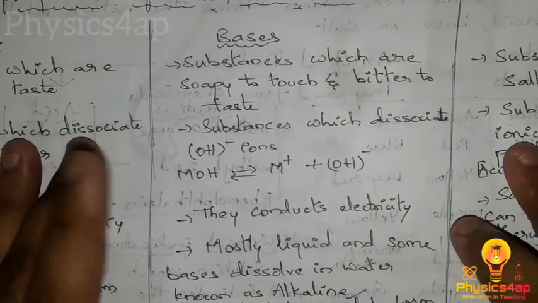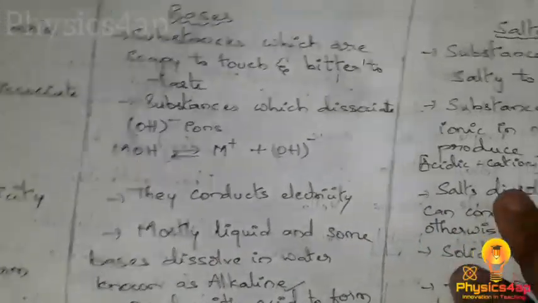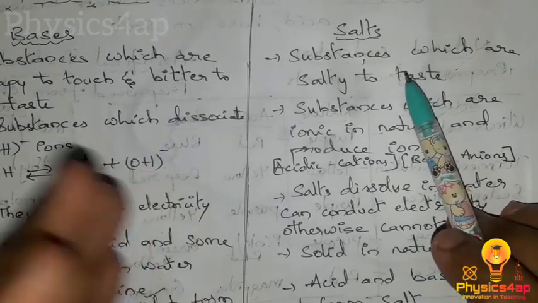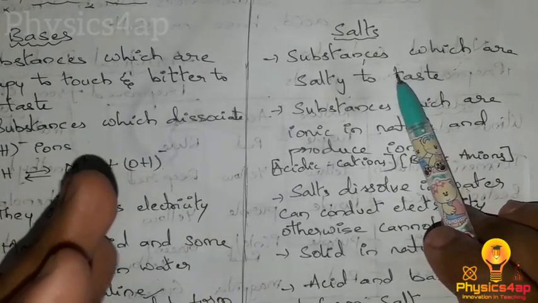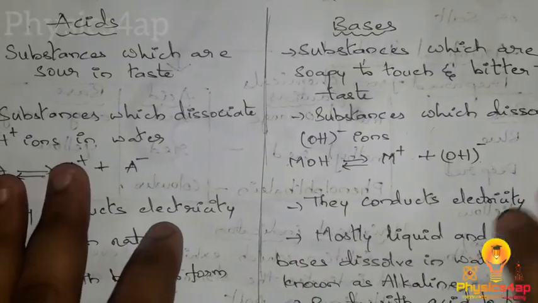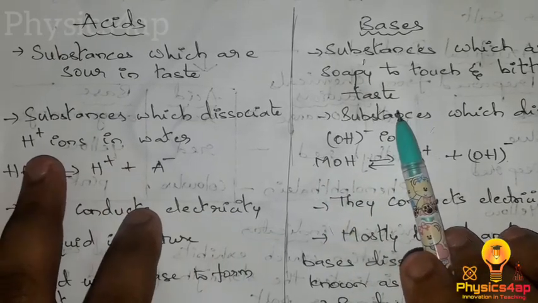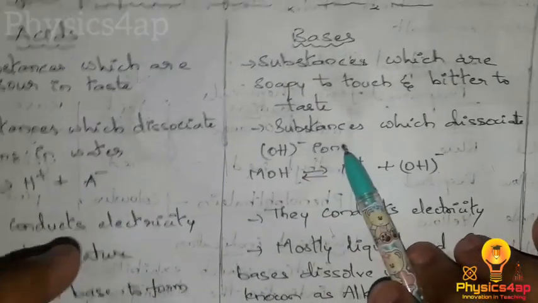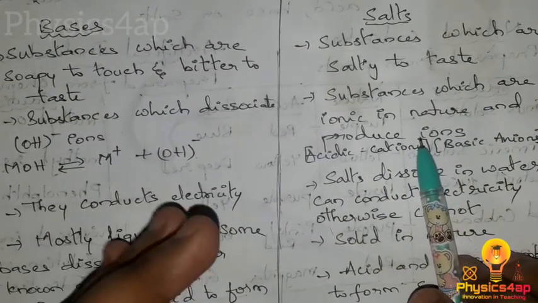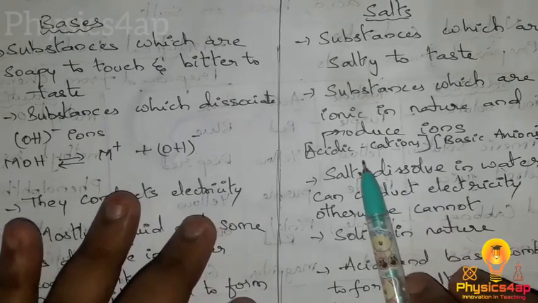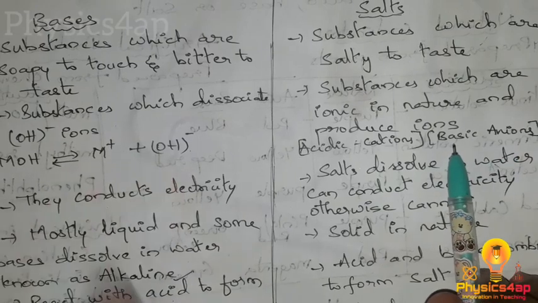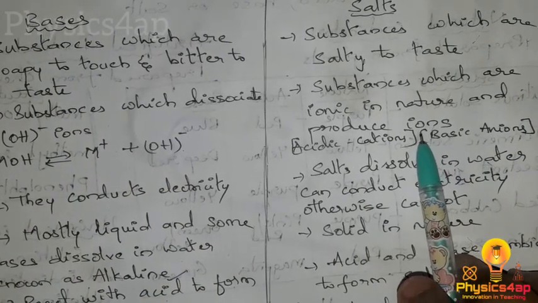Now next, coming to the salts. As we usually know, salts are salty in taste. Acids and bases dissociate to form H plus and OH minus ions, right? But salts produce ions, that is cations and anions. The cations come from the acidic nature and the anions from the basic nature. That is what we call acid and base.